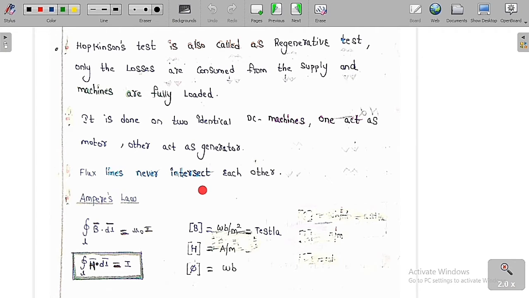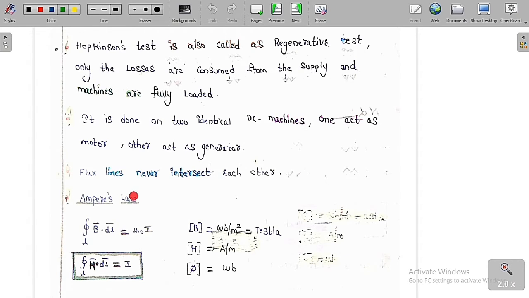Flux lines will never intersect with each other. Two flux lines will never intersect each other. This is a very important common point. For a given magnetic pole, the two fluxes will never link with each other. From outside, the flux goes from north pole to south pole, but from inside, the flux goes from south pole to north pole. Therefore, there is always a closed path for the magnetic flux.